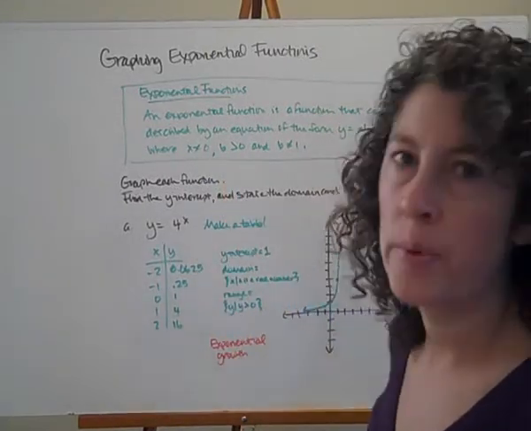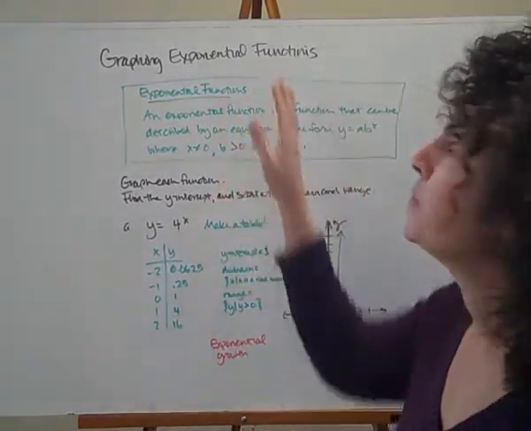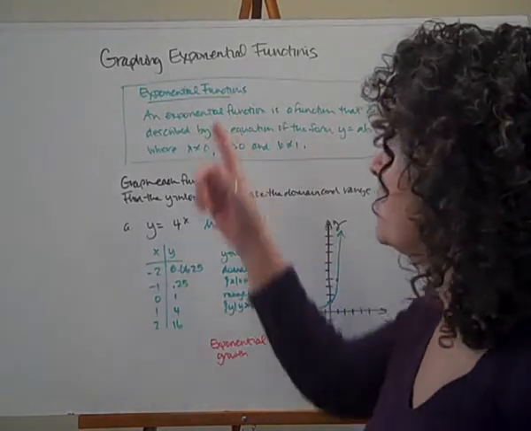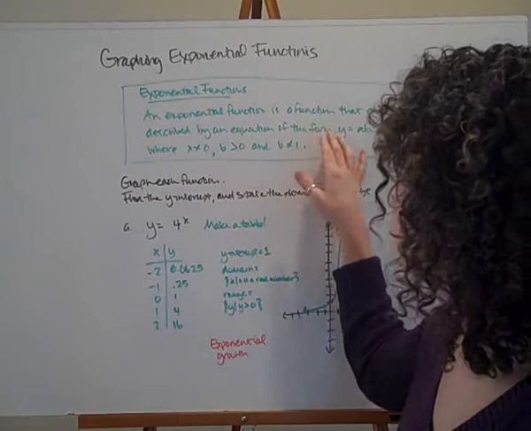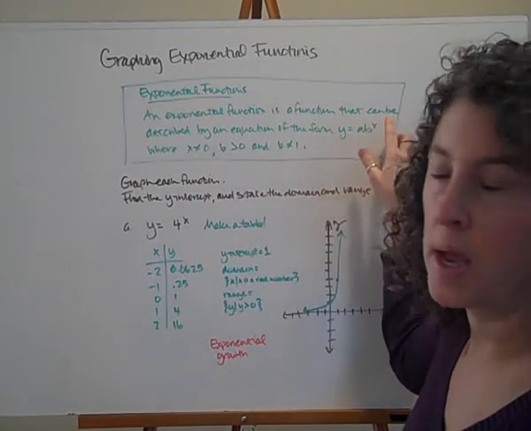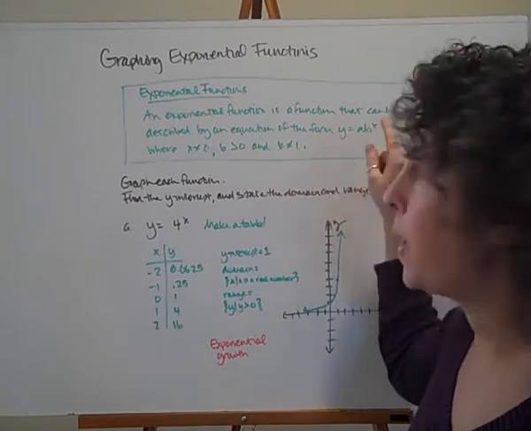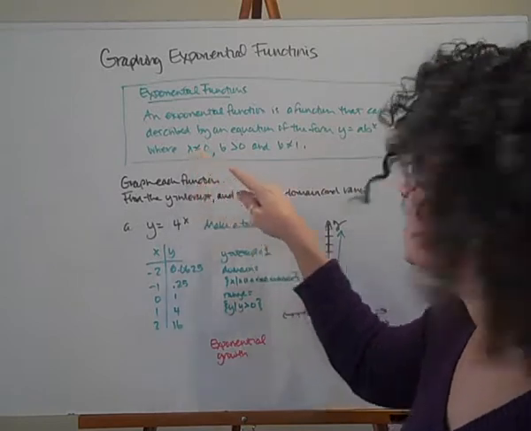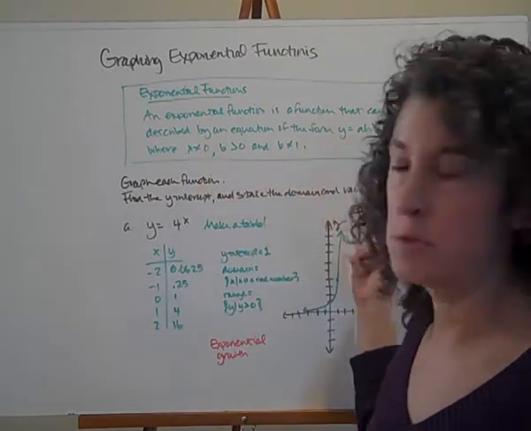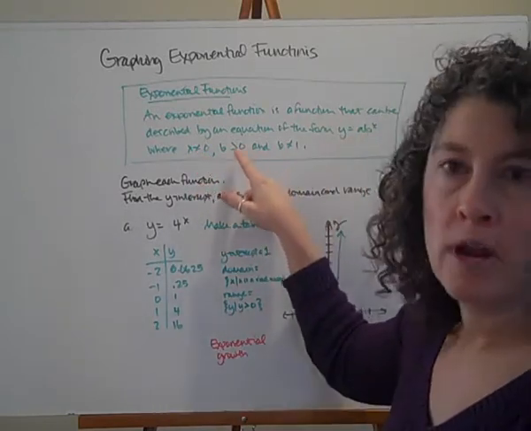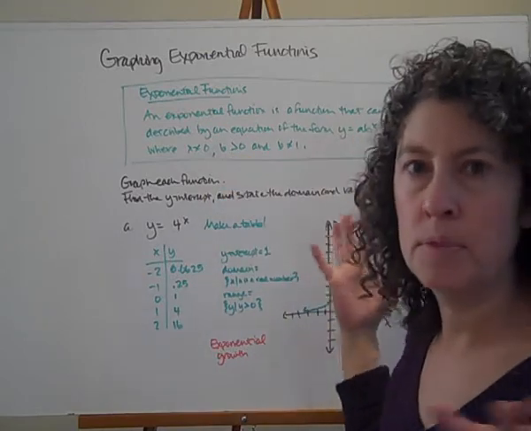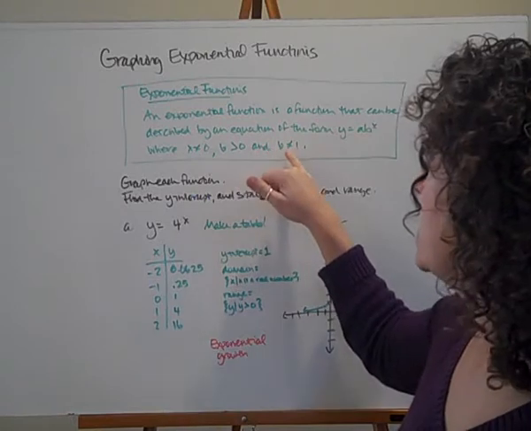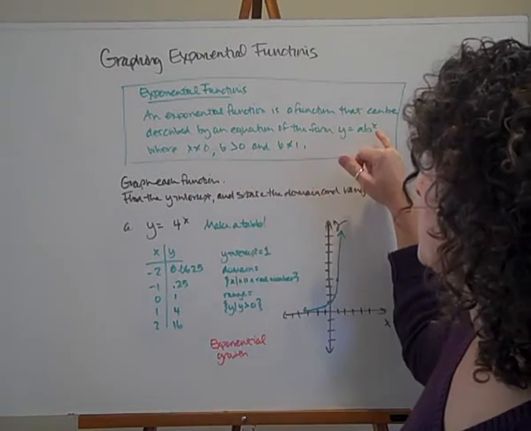Continuing our conversation about exponents, we're going to look at exponential functions. So an exponential function is a function that can be described by an equation of the form y equals a b^x. So it's a times b to the x power, where a is not equal to 0, so we don't end up with just a y equals 0. b has to be greater than 0, so again, we don't end up with a y equals 0. And b cannot be 1.